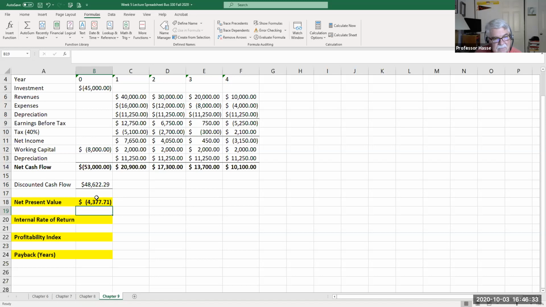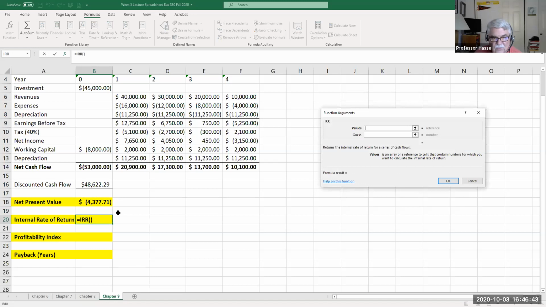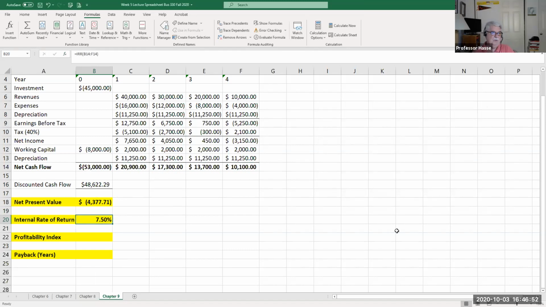We're losing $4,377.71. What's our internal rate of return? Same procedure. Function, financial, internal rate of return. And now we don't have to type in a percentage. We just go from year 0 to year 4. 7.5%. Notice our cost of capital is 12 and we're earning only 7.5%. That explains why we're losing money.